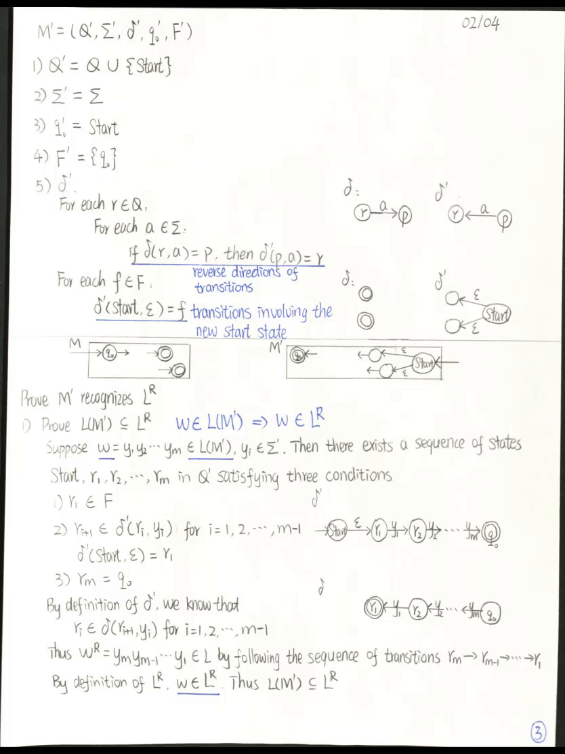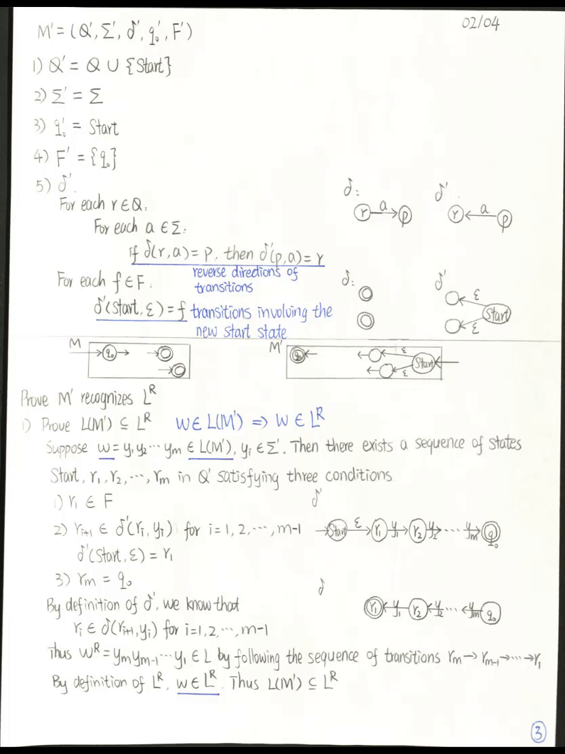For example, if I am at Ri, I read the symbol Yi, then I should reach the state Ri plus 1. That means if I'm at the current state in the sequence, I should be able to reach the next state in the sequence by reading the symbol. And also, from that start state, following epsilon transitions, I can reach this R1. And third, my final state in the sequence, Rm, should be Q0, should be in an accept state in my M'.